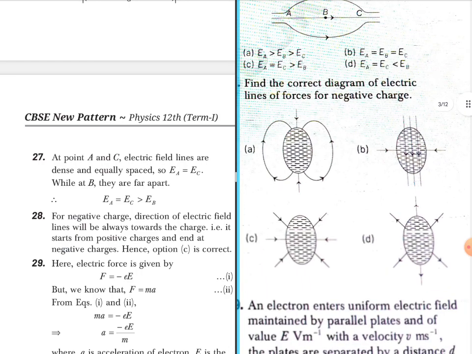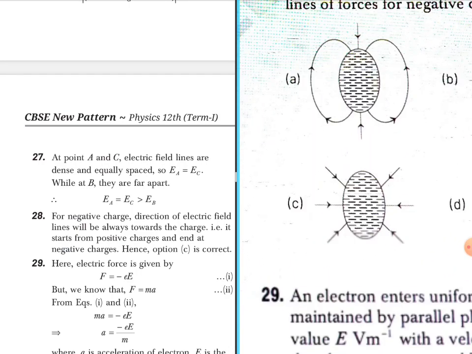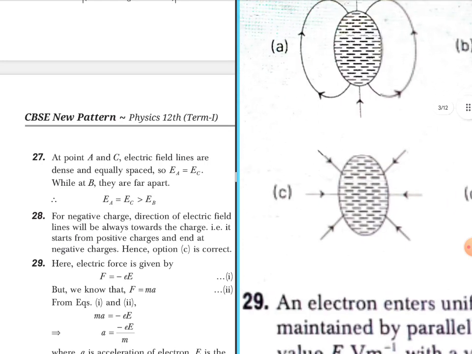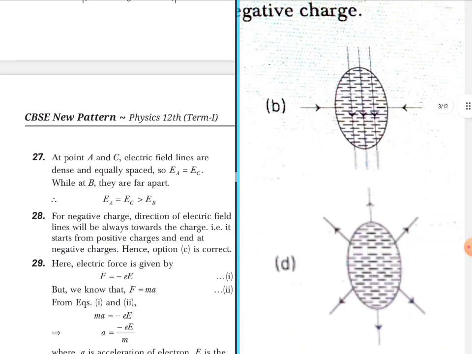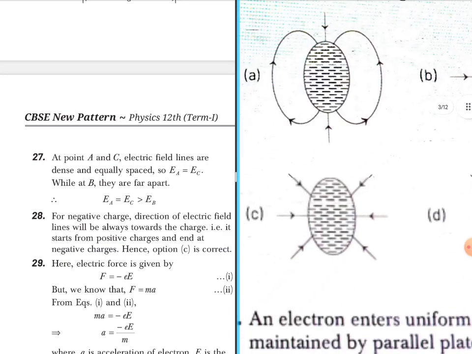28th question. C is the right answer because the electric field line has to emanate normal to the surface, and it has to terminate in a negative charge. It's terminating here. Here also it is, but there are field lines going across, which is not correct. So option C is the right answer.